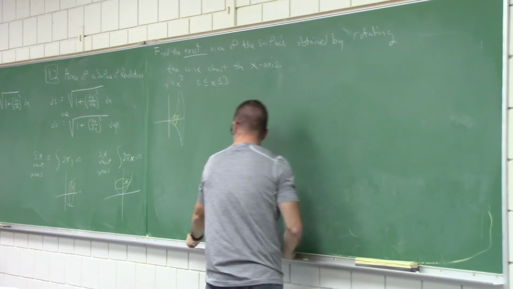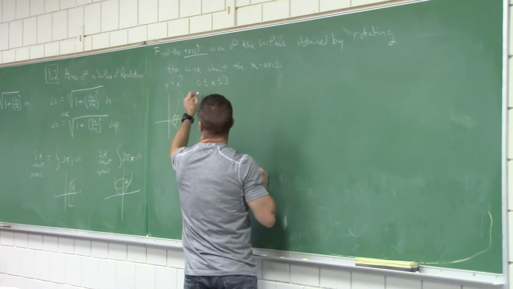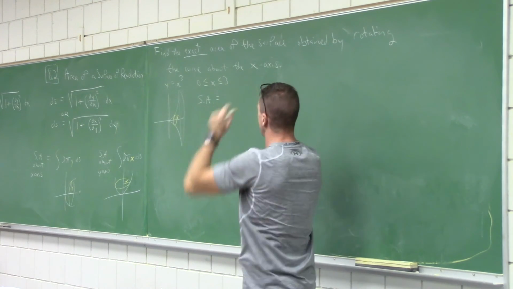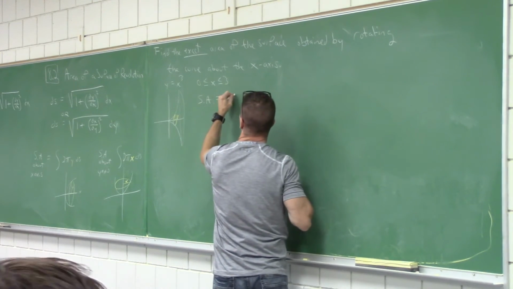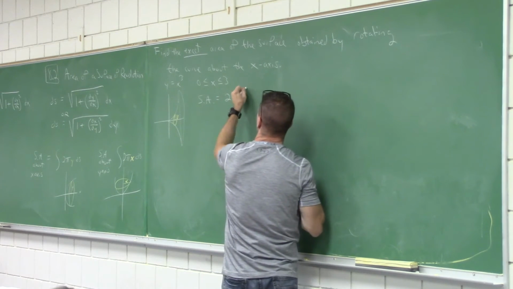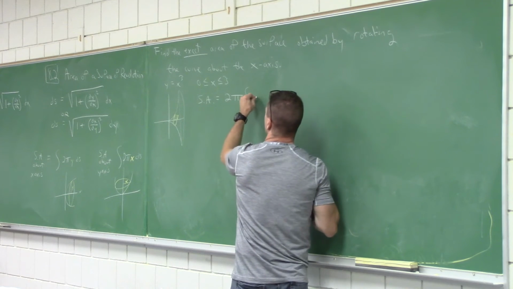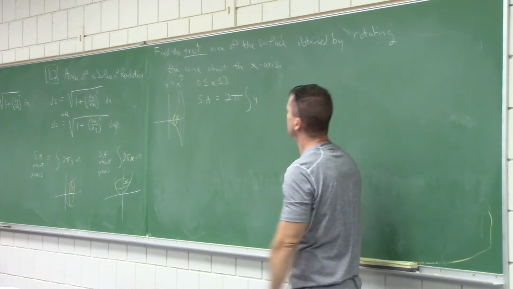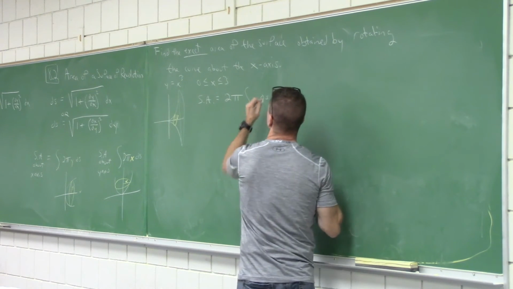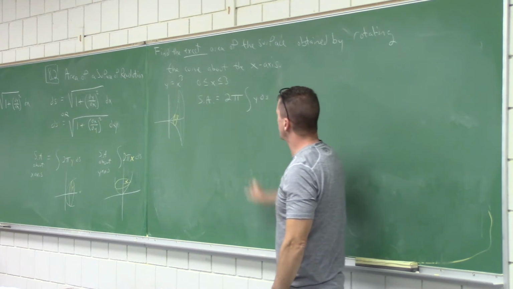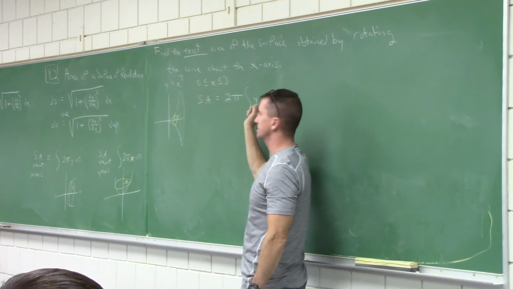So it would be the surface area. Radius y, surface area would equal 2 pi. You can put the 2 pi out front, right? What's the radius? Y. Yes. Two pi radius times that arc length.